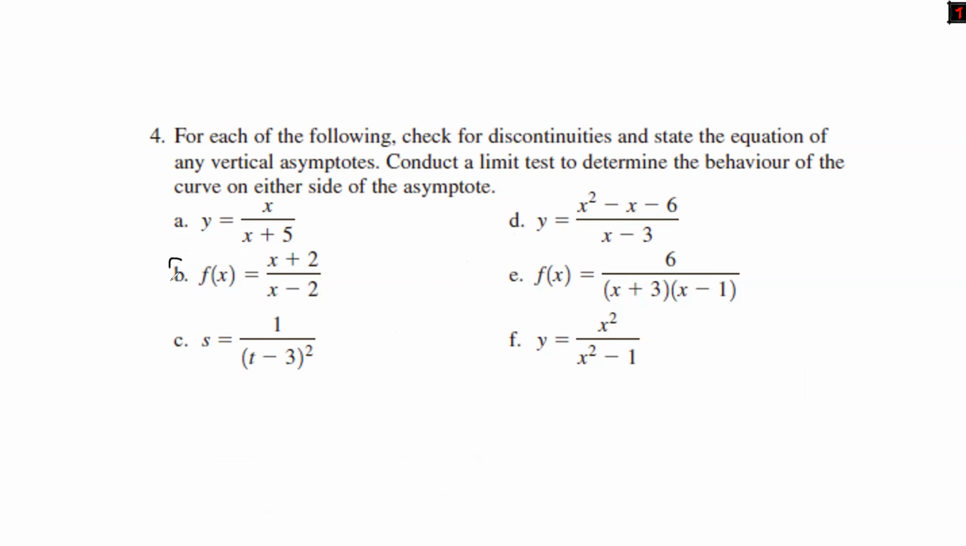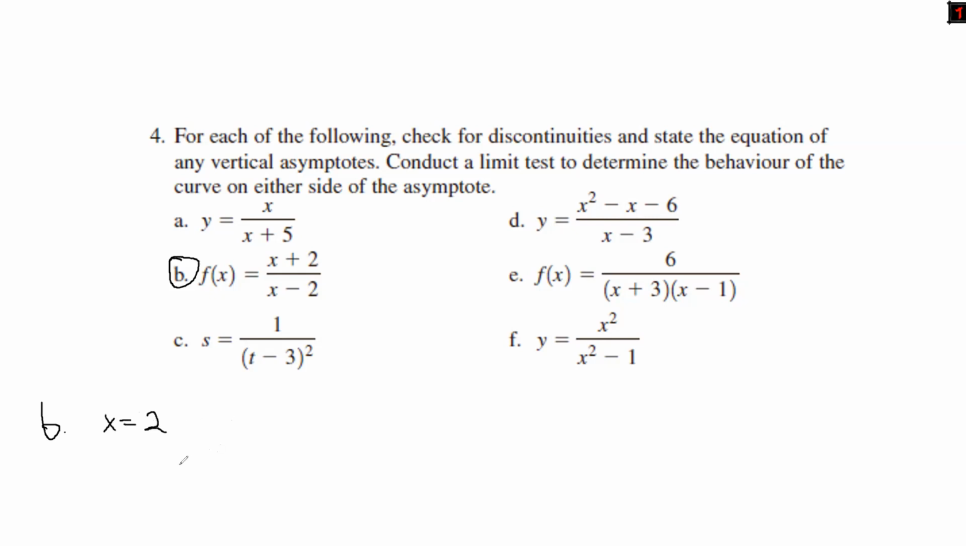Yeah, so first, to check for discontinuities, we need to look for any values of x that make the denominator of the function equal to 0. So for this one, the denominator is x - 2. So the function will be discontinuous at x equals 2. Absolutely right. So x equals 2, we found the point.